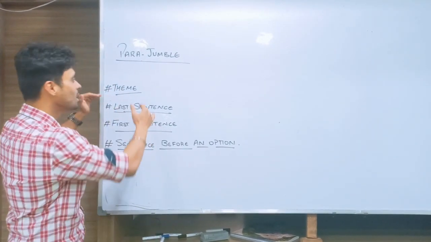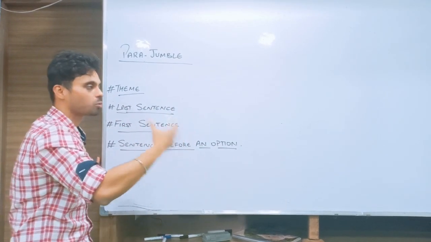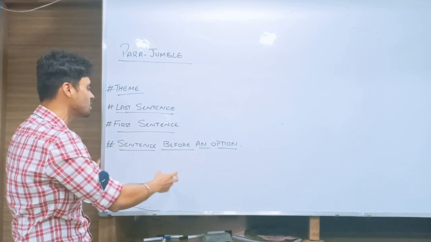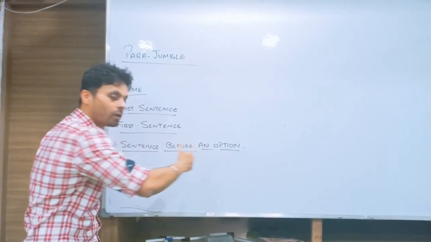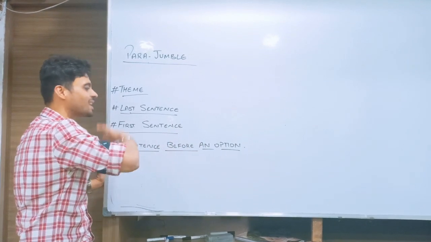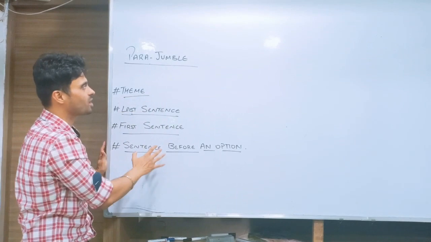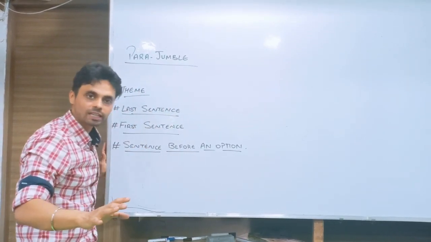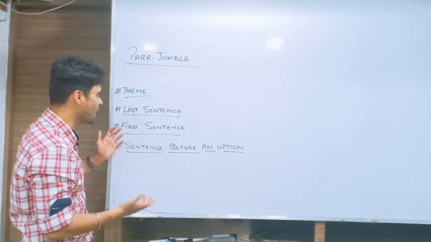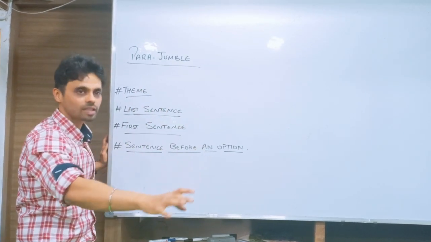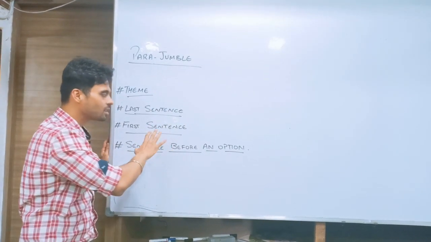For example, the theme of the arranged sentences. What could be the last sentence once these sentences are arranged in a sequence? What could be the first sentence? What could be the sentence before an option or after an option? Guys, for these types of questions, if they're asked in para-jumble in the CET exam, there is no need for you to arrange the sentences into a sequence. Why? Because the theme remains the same. The last sentence remains the same. The first sentence remains the same.